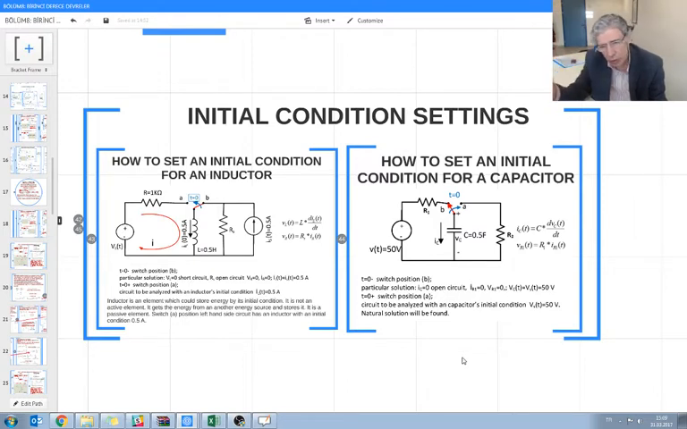We have been saying many times that initial conditions are important. It determines your solution. So what is that initial condition? How are we going to set that initial condition? That's the question now.